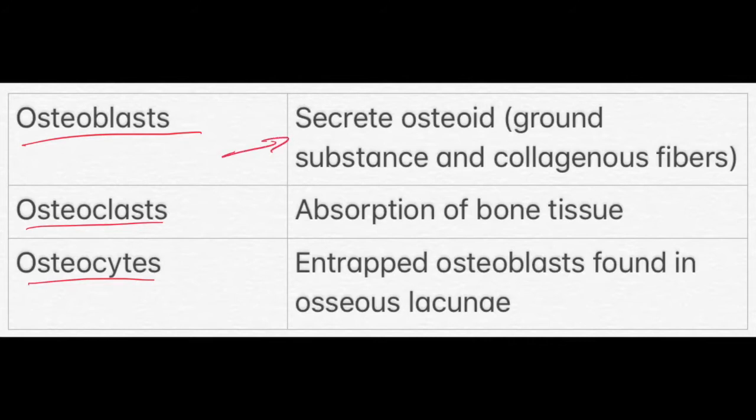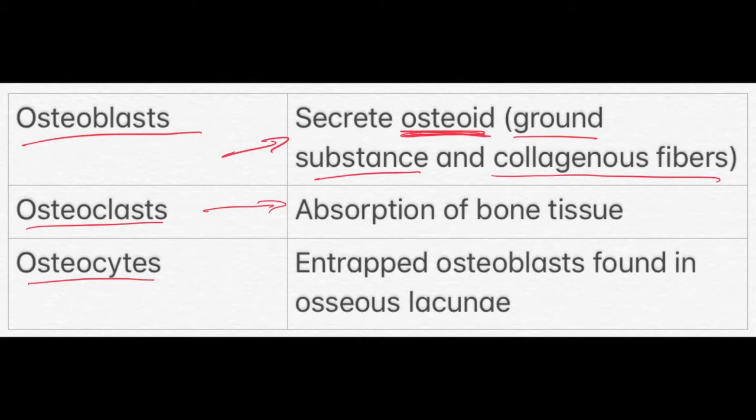Osteoblasts are responsible for the secretion of collagenous fibers and ground substance. This is called osteoid. So ground substance and collagenous fibers, both of those together form osteoid. Osteoclasts over here are multinucleated cells in charge of absorption of old bone tissue. This old bone tissue can also be damaged bone tissue as well. So they absorb both old and damaged bone tissue.